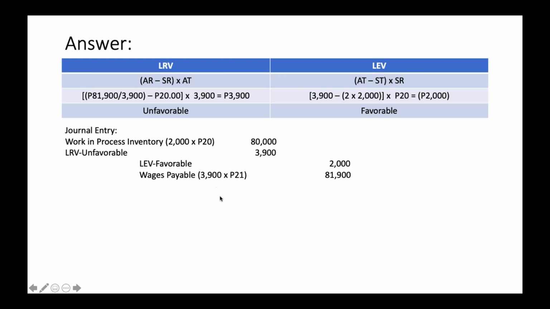Okay, so entries: debit work in process at standard, standard hours at standard rate, 80,000. Credit wage payable, actual hours at actual rate, 81,900. The labor rate variance is unfavorable, so debit 3,900. The labor efficiency variance is favorable, that's credit 2,000.